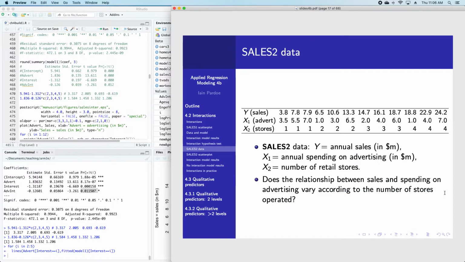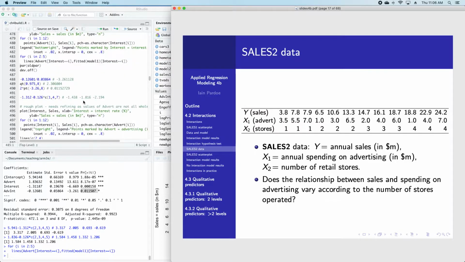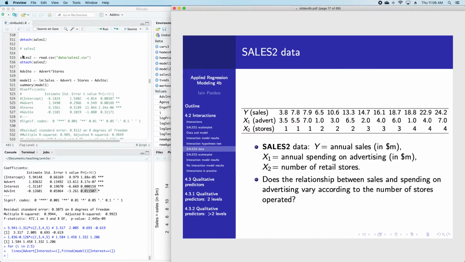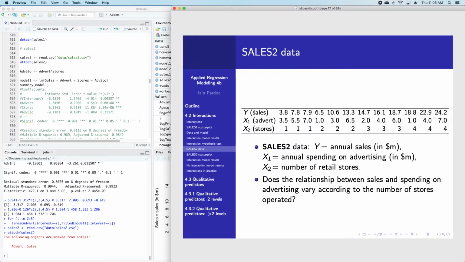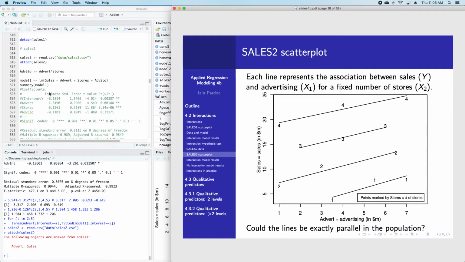Okay, let's look at another example. So in this data set, this one is similar, only we have sales again, y equals sales again, x1 is advertising again, but this time x2 is a count of the number of retail stores that the firm has. So I think it starts off with 1 store, and then it grows to having 2 stores, and then 3 stores, and then 4 stores. And so what is the relationship between sales and advertising? Does it depend on the number of retail stores? Okay, so this is what my data looks like.